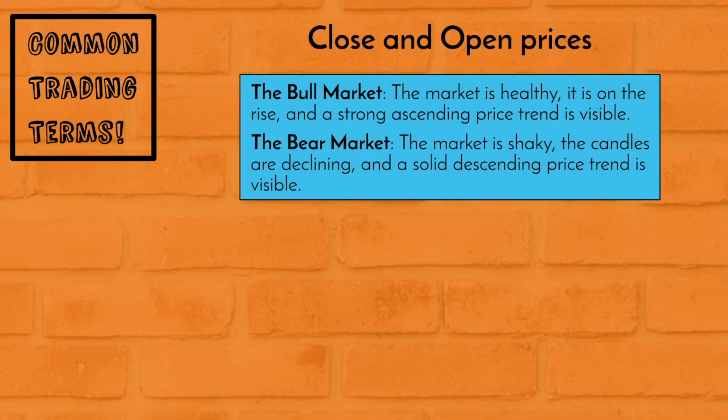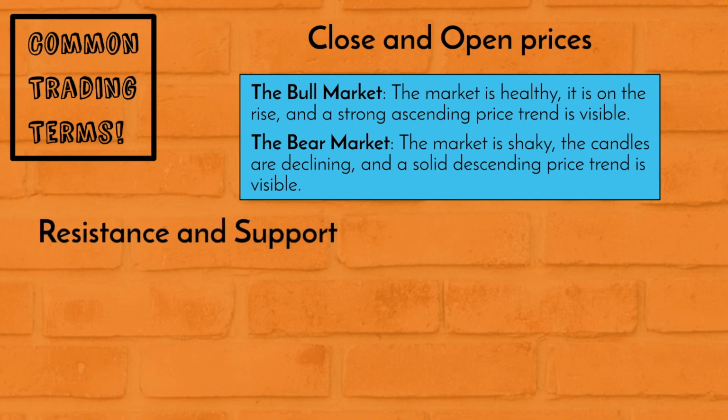The next important terms are the bull market and the bear market. The bull market is when the market is healthy and behaving properly, it's on the rise, and a strong ascending price trend is visible. And the bear market is when the market is shaky, the candles are declining, and a solid descending price trend is visible.